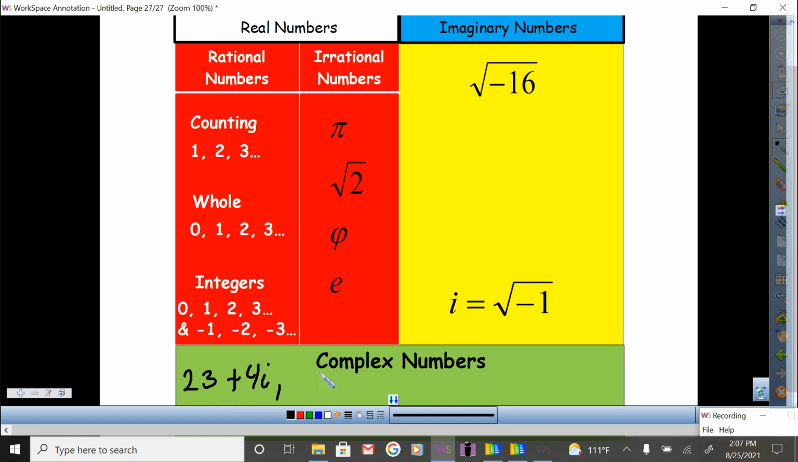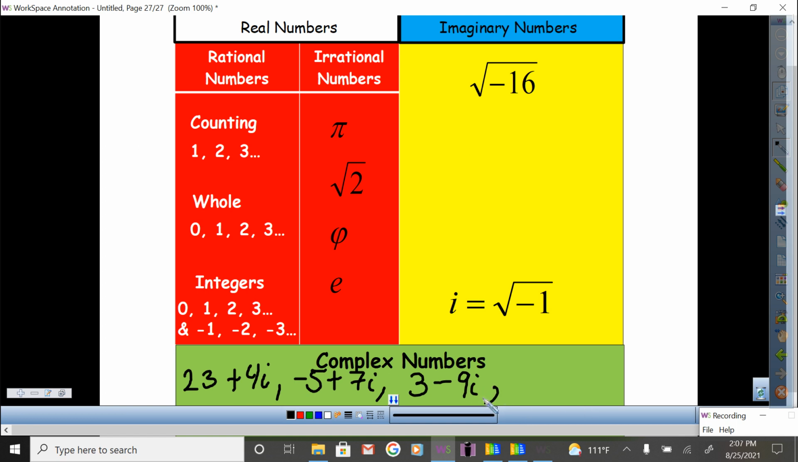Let me give you another one. -5 plus 7i. Is that a complex? Yeah, because it's a real and an imaginary together. Let me show you another one. How about 3 minus 9i? Is that a complex? Yes, because it's a real, and now I subtracted an imaginary. So you can either add or subtract.